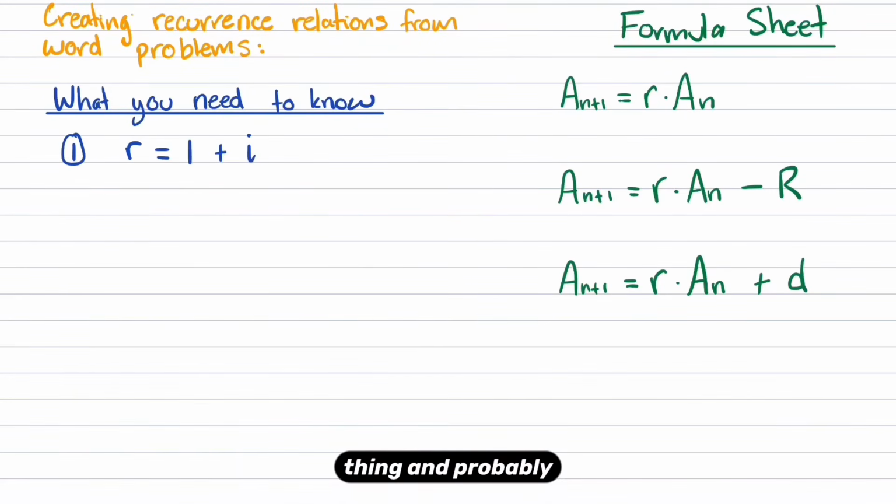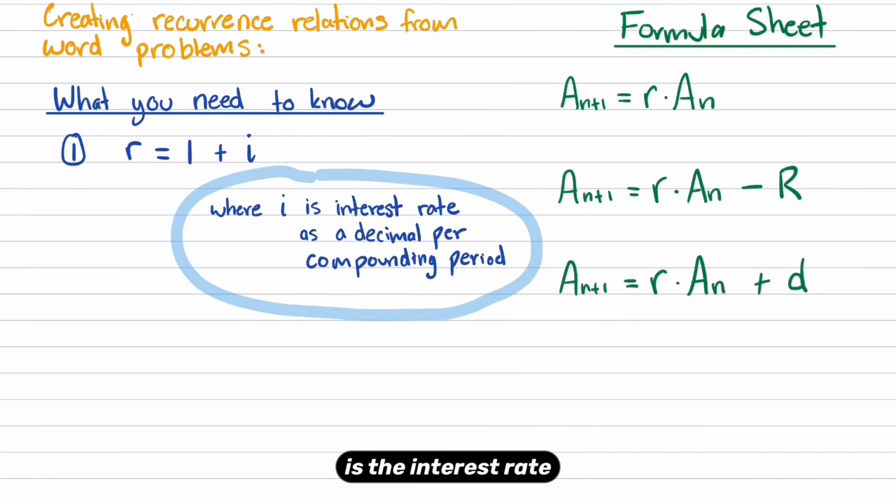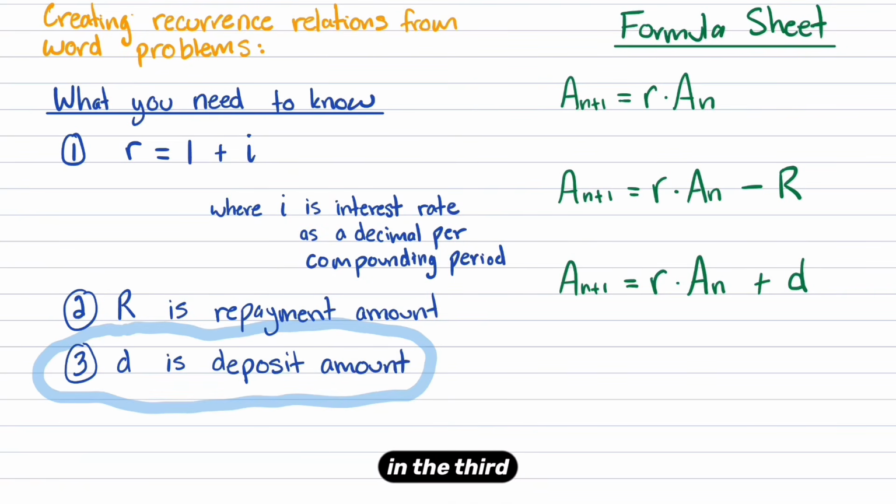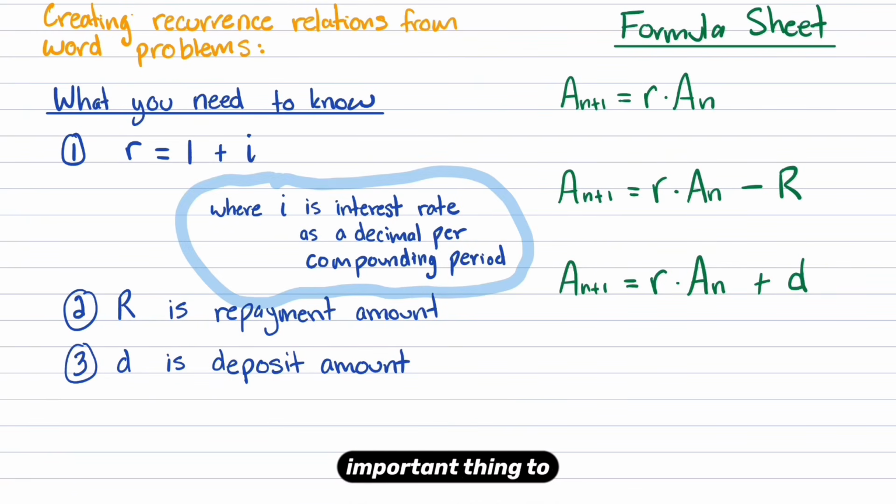The first thing, and probably the most important thing to remember, is that lowercase r is equal to 1 plus i, where i is the interest rate as a decimal per compounding period. We'll unpack that more shortly. The capital R in the second recurrence relation formula, which is linked to reducing balance loans, represents the repayment amount, and the lowercase d in the third recurrence relation formula represents the deposit amount. So the most important thing to remember is that i is the interest rate as a decimal per compounding period.